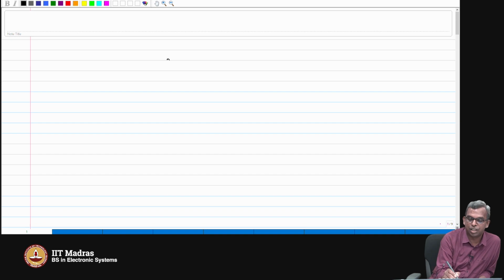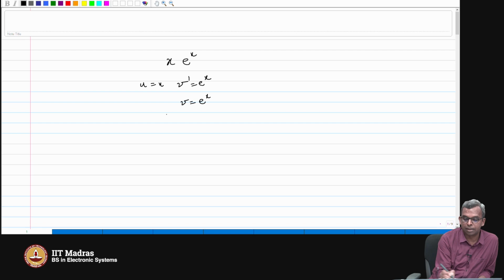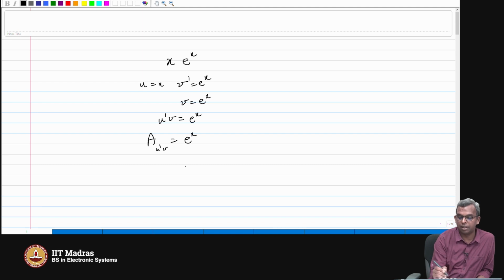Okay, so you have a function x times e power x. I was claiming I will take u to be x and v prime to be e power x. So this gave me v to be e power x itself, and u prime v became 1 times e power x, that is e power x, right. So this was nice. I can find the antiderivative of u prime v, that will be e power x itself, right. It is easy to do.